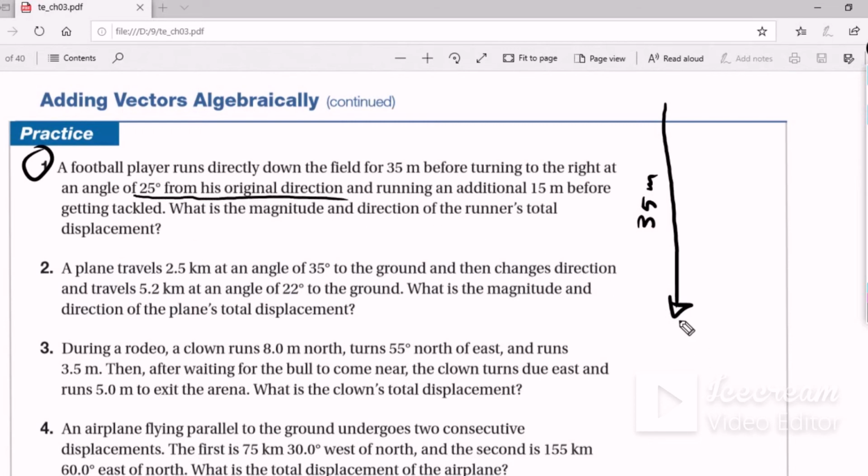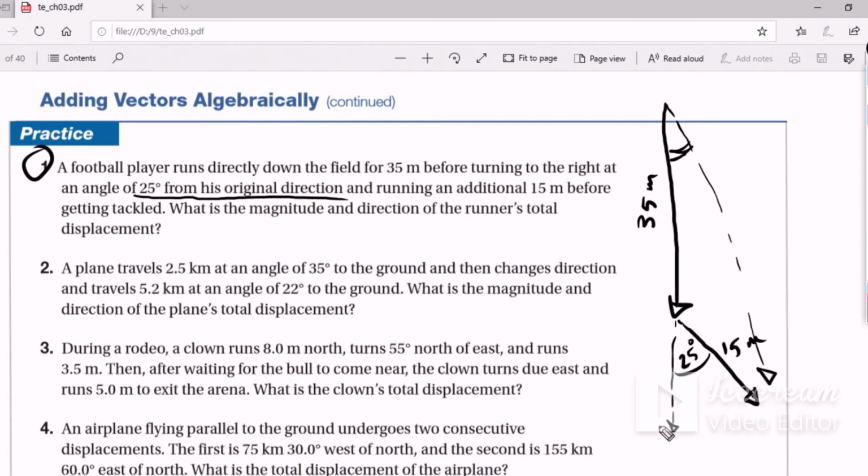Okay, now it means like that, guys. You should understand how you can draw it. Now 25 from his original direction, that's the original direction, and that is 25 degrees, like that. And for 15 meters also. Before getting tracked, what is the magnitude and direction for the runner? Of course the magnitude and direction will be like that, guys. That is the magnitude, and that is the direction, it will be here like that.